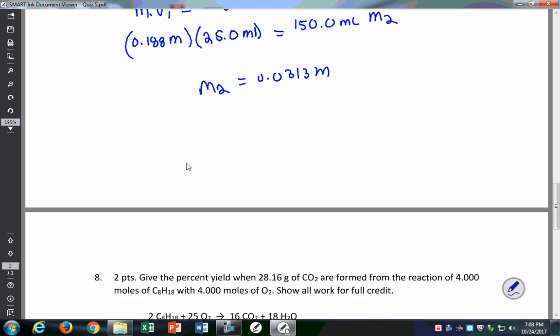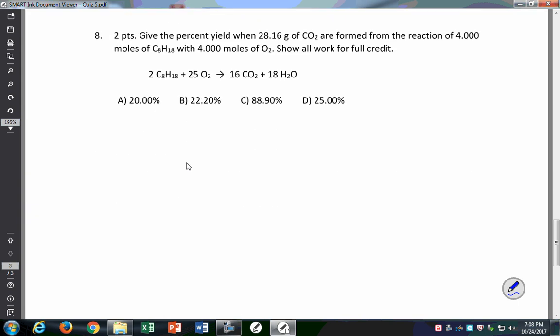Last one. We want the percent yield. We're told 28.16 grams of CO2 is formed. First off, this is our actual yield. We do not need this till the very end. This is what's formed, this is what we collected. We do not care about this until we actually figure out our percent yield. And our percent yield is actual yield divided by theoretical yield times 100. So what we need to know is this. We're given our actual, so ignore it for now.